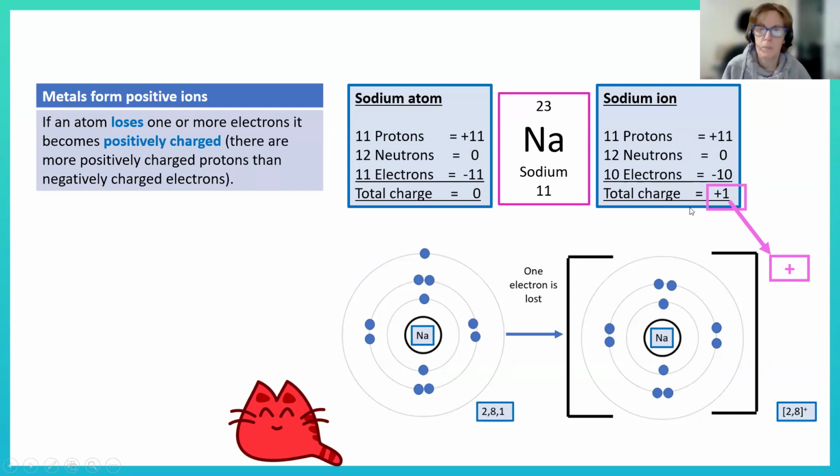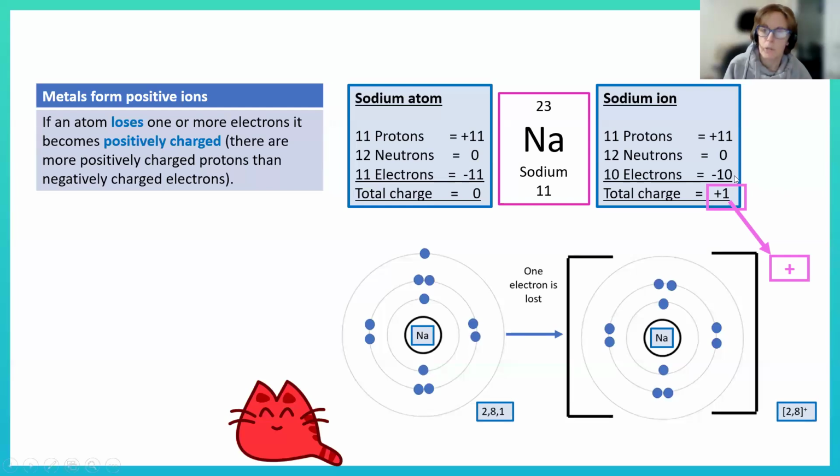So sodium as an ion, that means a charged particle, has a +1 charge. So we don't write +1, we just write a plus. But if it had an overall charge of +2, we would write +2 or +3. But with 1, we don't write the ones in.